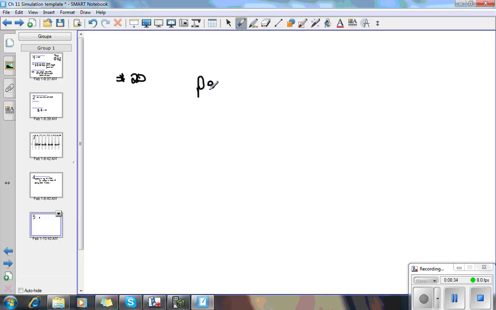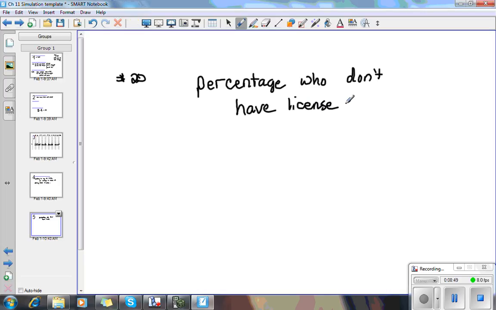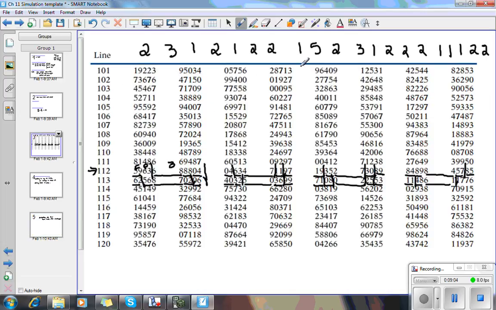So percentage who don't have license after 2 attempts. Now, depending on how you collected your data, fortunately, I collected my data in a way that I can answer this question without redoing anything else, because I have all my data right up here.